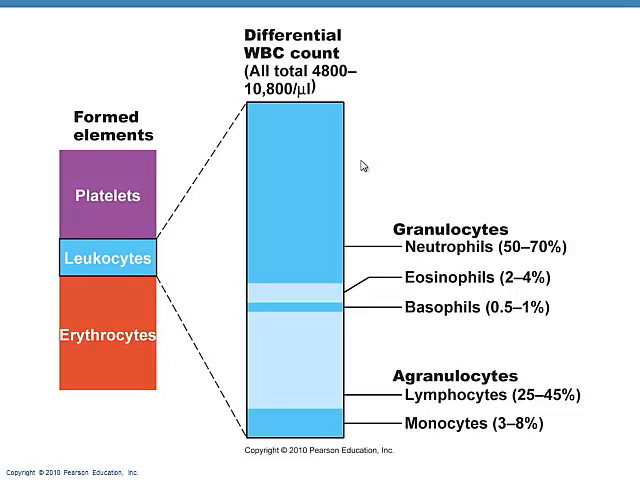You don't need to know the numbers, but I want you to understand that there are a lot more red blood cells in a drop of blood than white blood cells. The numbers of red blood cells per drop are in the millions. The numbers of white blood cells per drop are in the thousands or hundreds, depending on the type of cell.